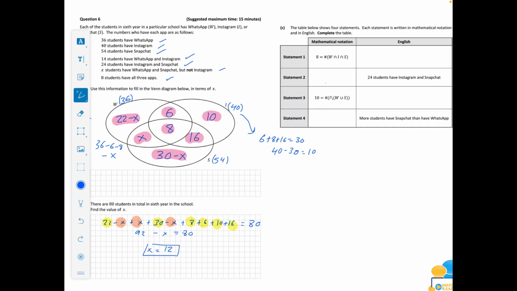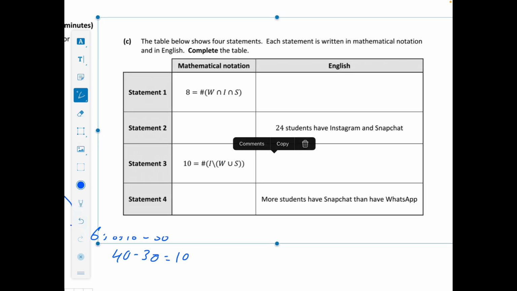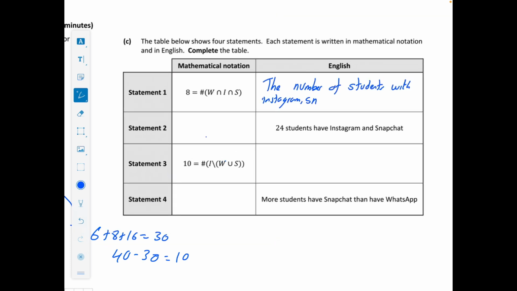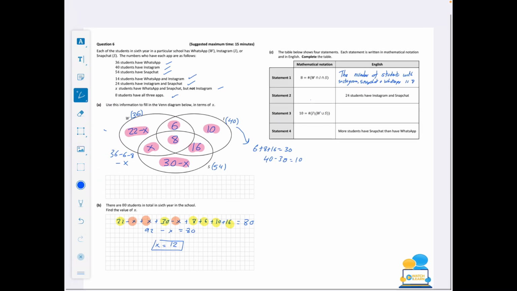Okay, so I'm going to look at my Venn diagram. WhatsApp intersection Instagram intersection Snapchat. Okay, that's this number here in the middle, and it's equal to 8. So what this means is the number of students with Instagram, Snapchat, plus WhatsApp is 8. Okay, so that's what that maths sentence, I guess, means in English.